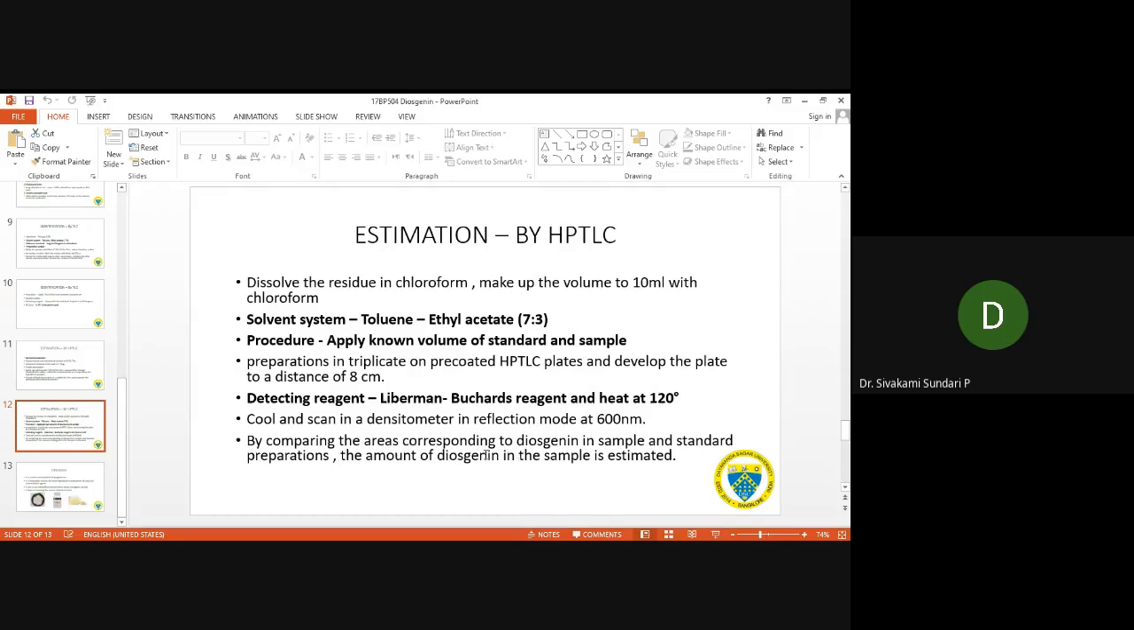By comparing the area corresponding to Diosgenin in the sample and the standard preparation, the amount of Diosgenin in the sample is estimated.